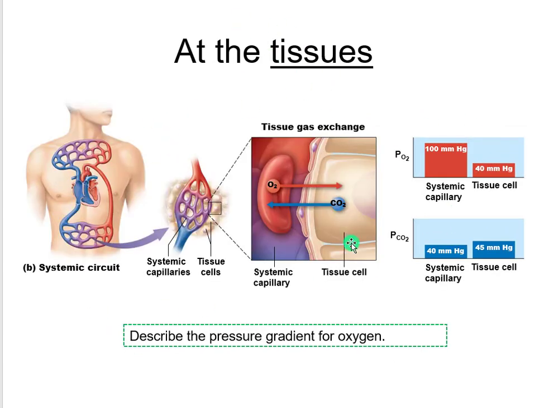And then at the tissues, what are we seeing? We're seeing that here's the capillary, there's the tissue cell. Oxygen is constantly diffusing from the capillaries into the tissues. And CO2 is constantly diffusing from the tissues into the capillaries themselves.